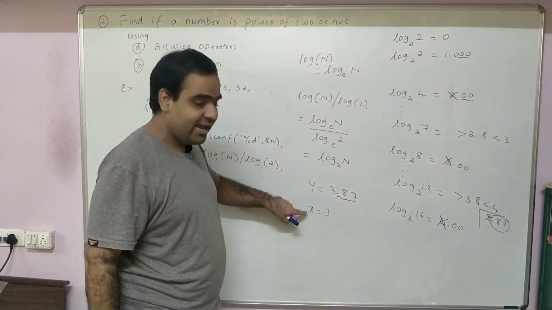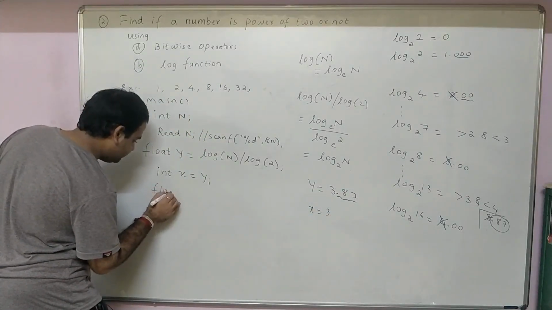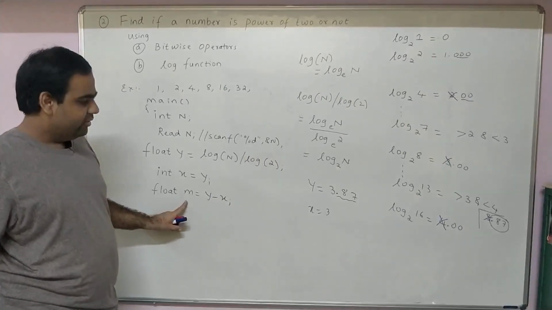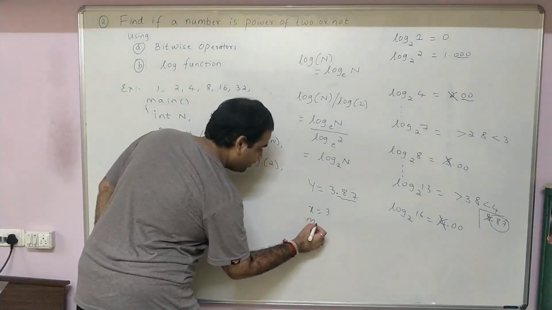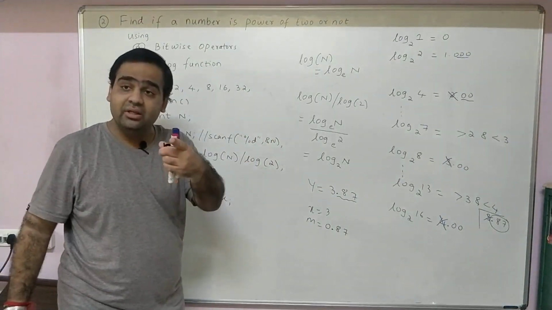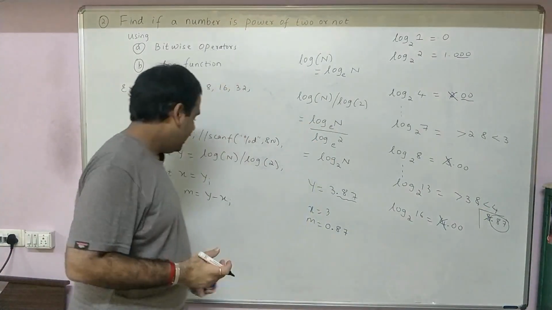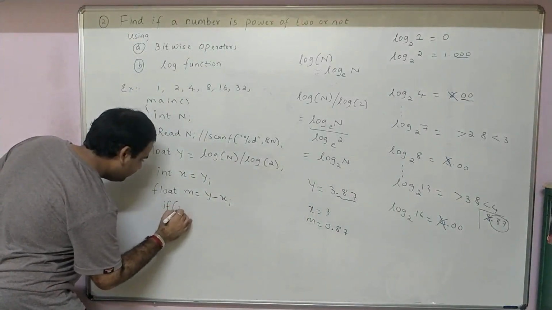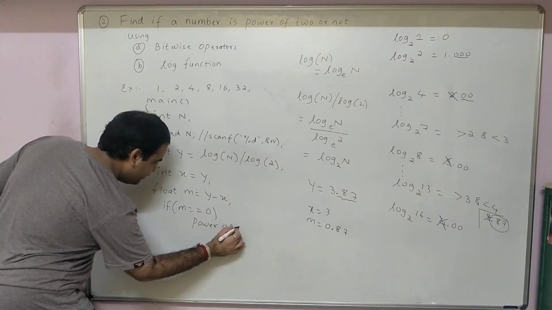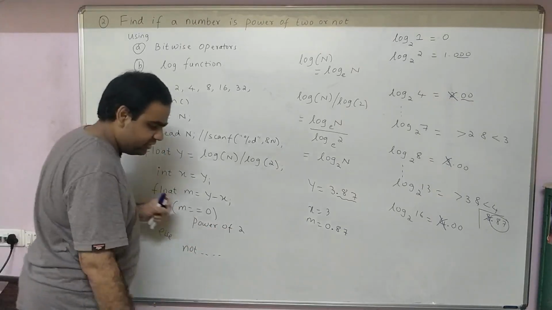Now I can subtract x from y to get the answer. Hence I can say float m is equal to y minus x. Now what is the value of m? The value of m is 0.87. If this were equal to 0, it would mean it is a power of 2 because the decimal part is 0. Hence I can write: if m is equal to 0, printf power of 2, else printf not power of 2.